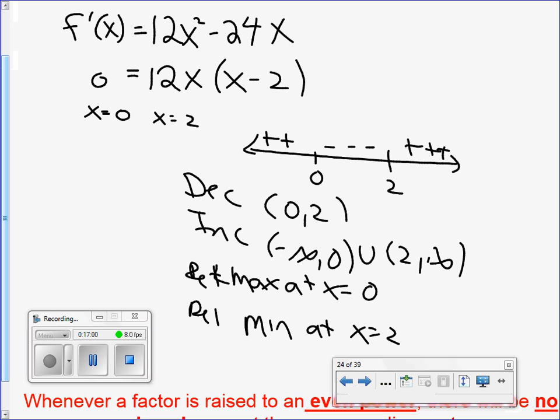Any questions on that one? No, it's decreasing from 0 to 2, and it's increasing from negative infinity to 0, and then from 2 to infinity. Any questions? No? All right, then go do C.